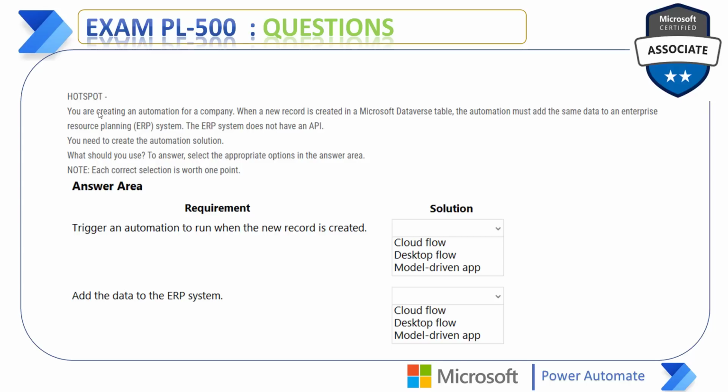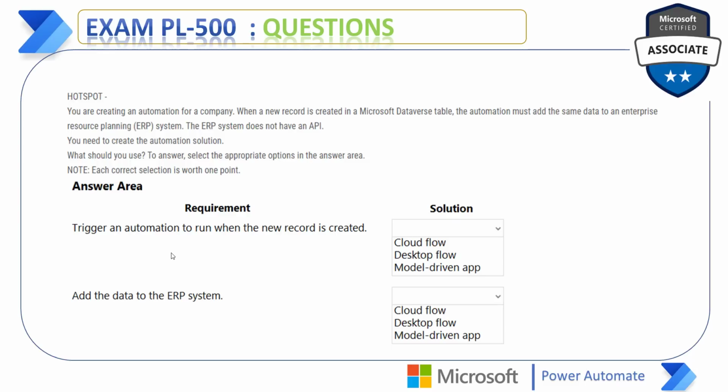The PL-500 question is, you are creating an automation for a company. When a new record is created in a Microsoft Dataverse table, the automation must add the same data to an enterprise resource planning (ERP) system. The ERP system doesn't have an API. You need to create the automation solution. What should you use? There is a requirement that has been given.